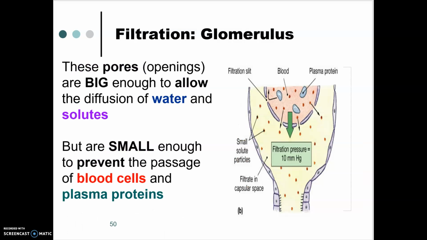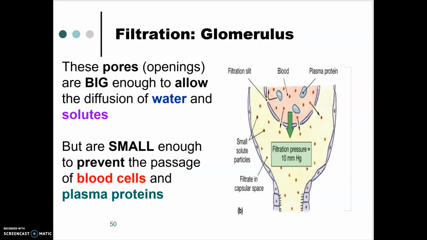So here's another look at the glomerulus and the Bowman's capsule. You can see there's pressure being put on the blood, and as a result of that, we get these things moving out of the blood. In this case, these small solutes, and they're going to move from being collected in the Bowman's capsule and move into the proximal convoluted tubule.